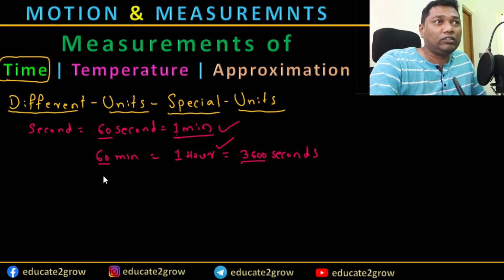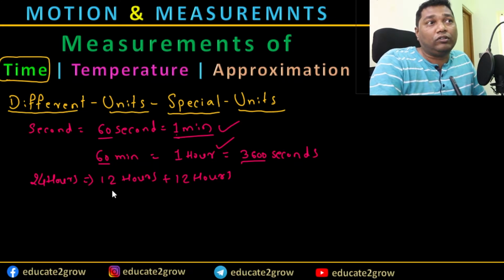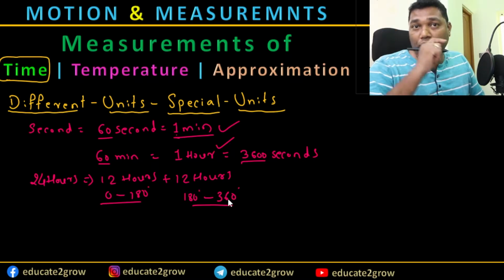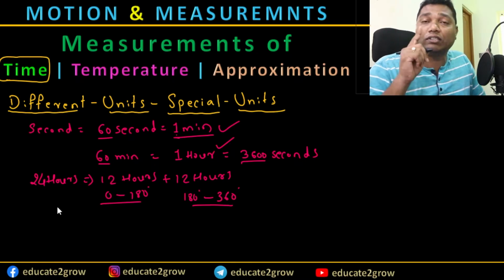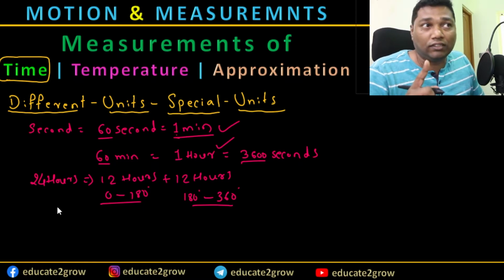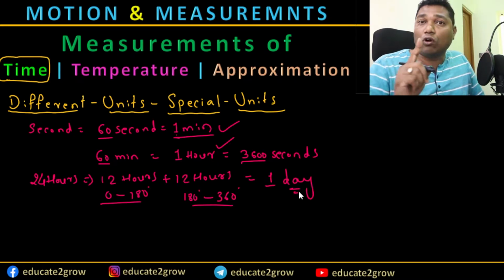Since the mean solar day we studied is 24 hours, this is a group of 12 hours and 12 hours. So 0 to 180 degrees of rotation of the Earth is 12 hours. Another 180 degrees to 360 degrees, the completion of the Earth's rotation, is another 12 hours. Altogether it is 24 hours to complete one revolution of the Earth with respect to its own axis. So this is called 1 day.